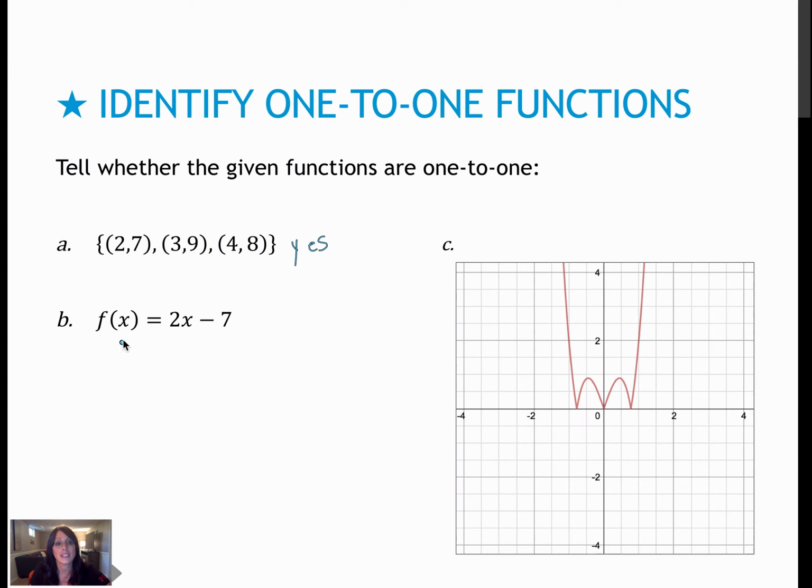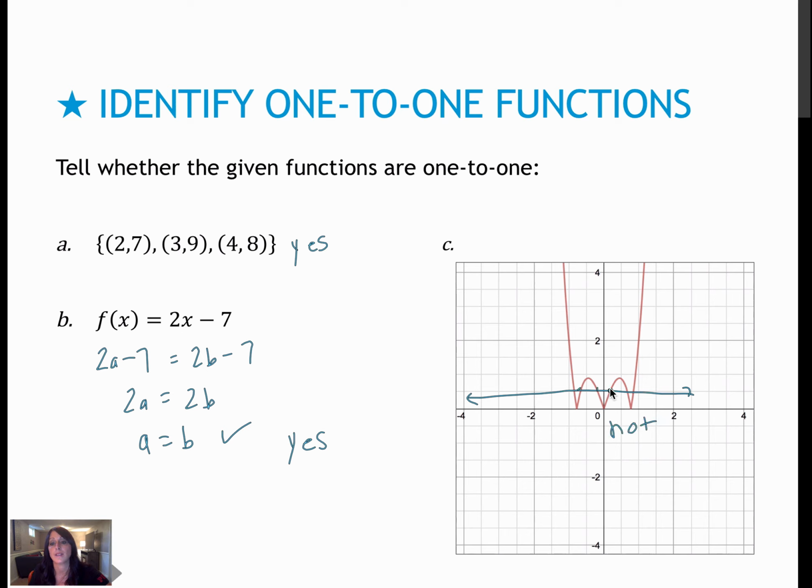For my second, I'm going to say 2a minus 7 equals 2b minus 7. Then I'm going to add 7 to each side, and then divide by 2 on each side. Because I did end up with a equals b, yes, this is also one-to-one. And my last one, I think, is pretty clear that this is clearly not one-to-one because it hits several points if I use the horizontal line test.